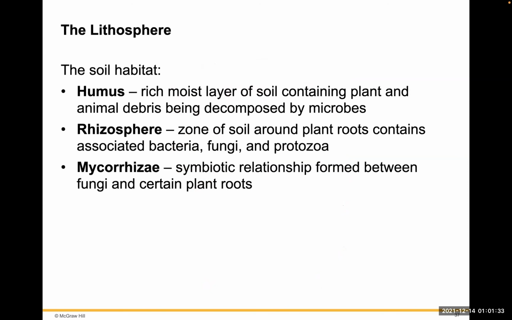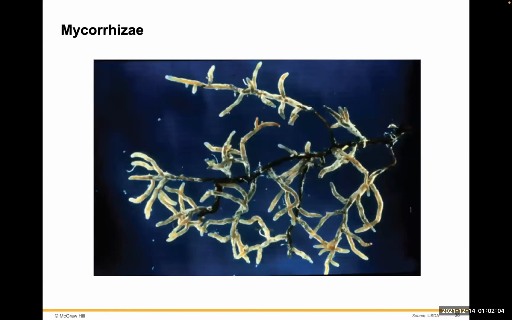Okay. So in the lithosphere, the soil, you have different areas. You have the humus, which is a rich, moist layer of soil containing plant and animal debris that's being decomposed by microbes. Okay. The rhizosphere, the zone of soil around the plant's roots, containing associated bacteria, fungi, and protozoa. And mycorrhizae, which is a symbiotic relationship formed between fungi and certain plant roots. The fungi fix the nitrogen around the plant's root, they absorb that, and they use it in the process of making amino acids for the plants. So it's a symbiotic relationship. And this is mycorrhizae that are associated with the roots of the plants as it grows around them.